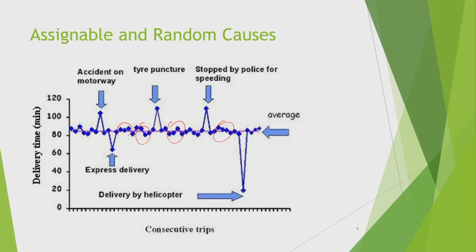So, there are two causes: random causes, which cannot be identified properly, that you cannot know what the causes are, and assignable causes.